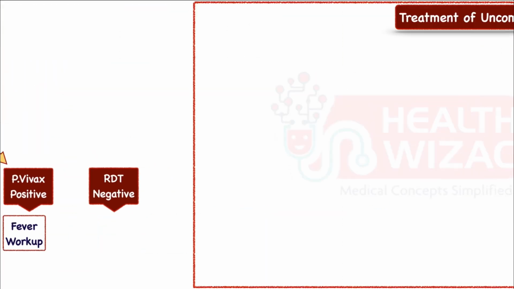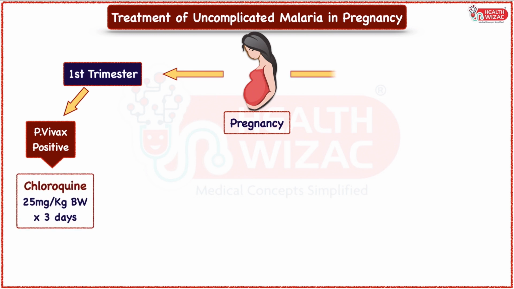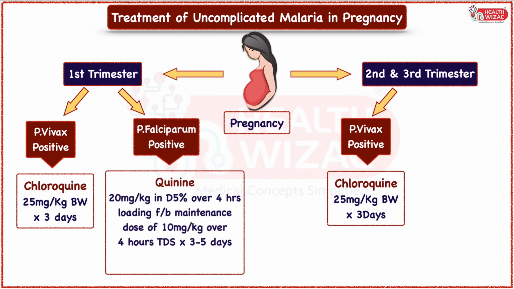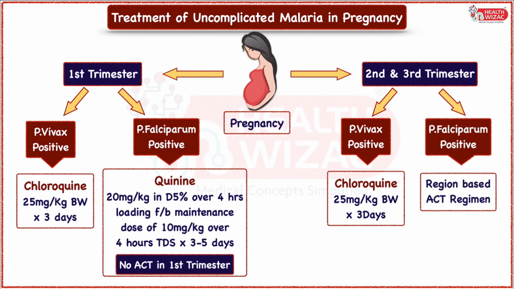In pregnant females with uncomplicated P. vivax malaria, the recommended drug of choice is chloroquine as it is safe to use in all the trimesters. Whereas, in cases of uncomplicated P. falciparum positive, in the first trimester, the recommended drug of choice is quinine as ACTs are contraindicated in the first trimester. On the other hand, in the second and third trimester, the ACT regimen can be used and it should be given in the doses as discussed earlier.